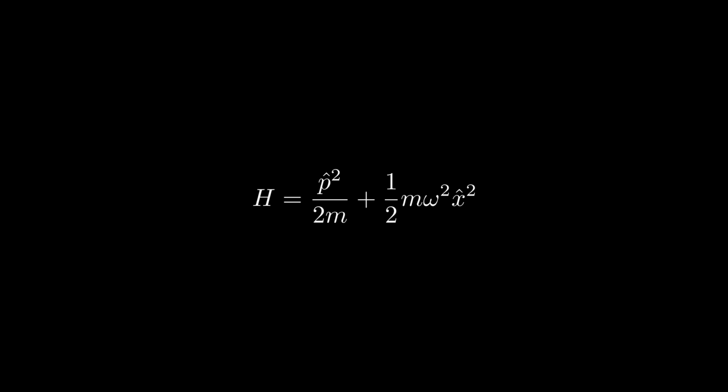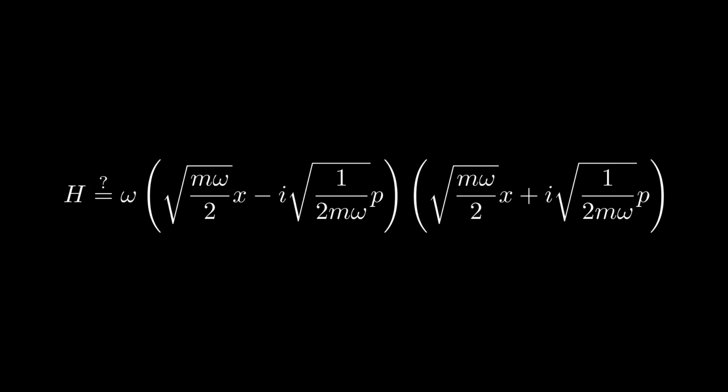Assume for a second that x and p commute. If this was the case, we could simply factor them as follows, just like you would for numbers or variables, into a product of operators that are the adjoints of each other. However, since x and p do not commute, we cannot do this exactly.